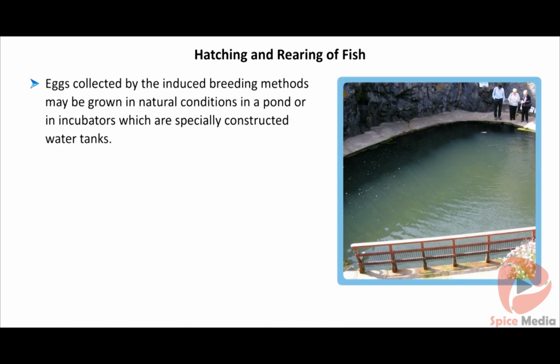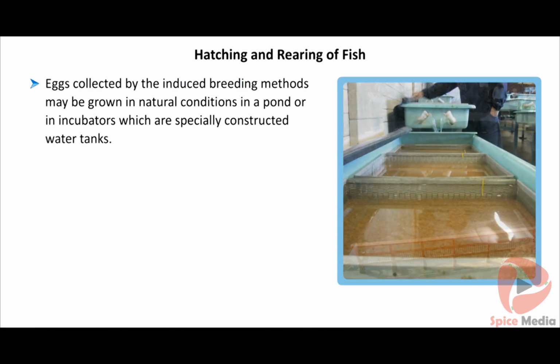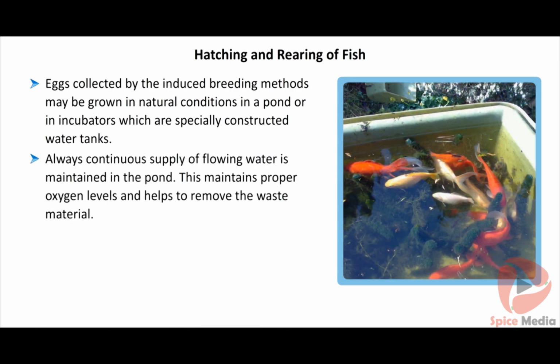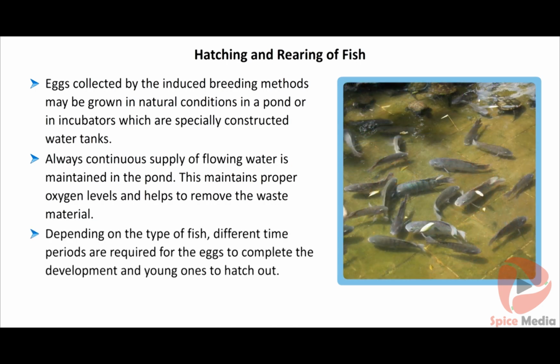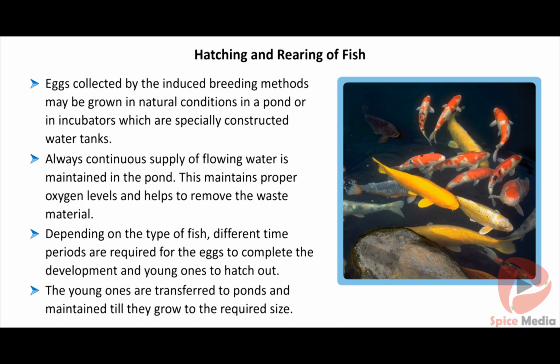Hatching and rearing of fish. Eggs collected by the induced breeding methods may be grown in natural conditions in a pond or in incubators, which are specially constructed water tanks. Always a continuous supply of flowing water is maintained in the pond. This maintains proper oxygen levels and helps to remove the waste material. Depending on the type of fish, different time periods are required for the eggs to complete the development and young ones to hatch out. The young ones are transferred to ponds and maintained till they grow to the required size.